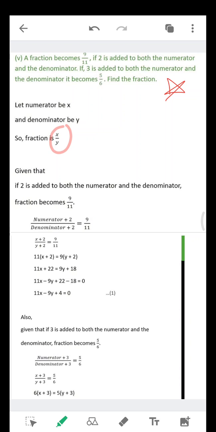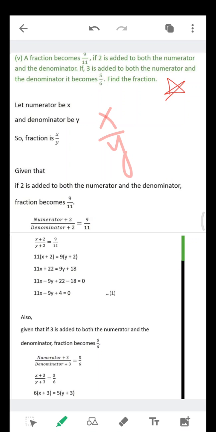Numerator be x. So whenever a question on fractions comes, you should begin your problem like this. Let the numerator be x and the denominator be y, and the fraction is x by y. Now we'll first solve the first case. If 2 is added to both numerator and denominator, x by y is our fraction now.